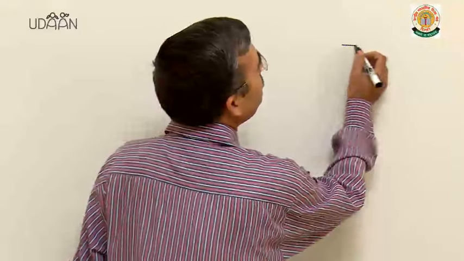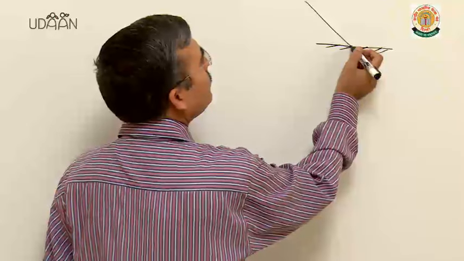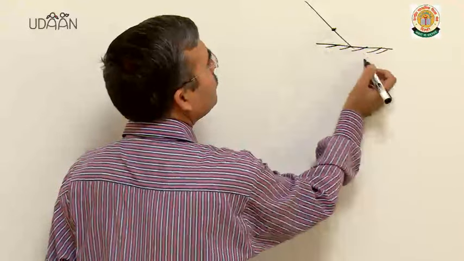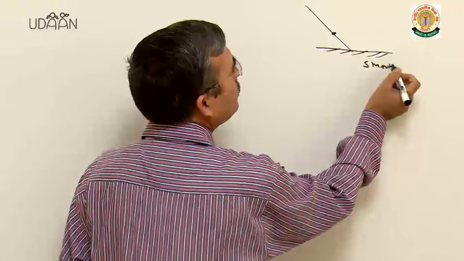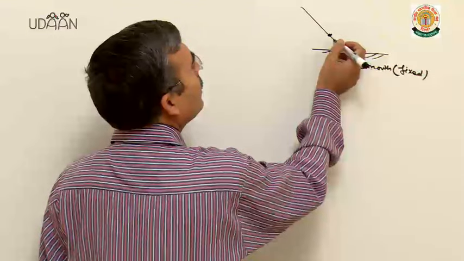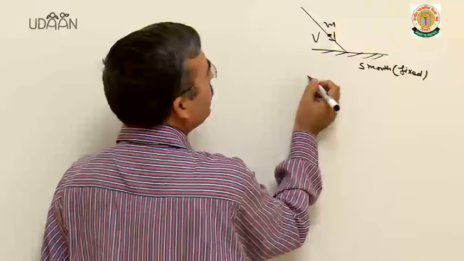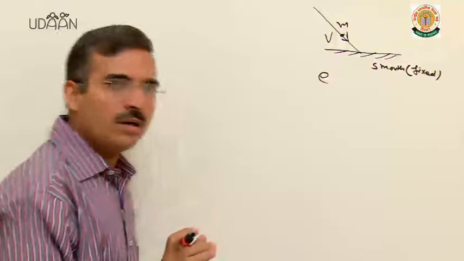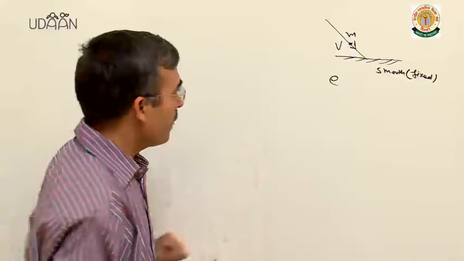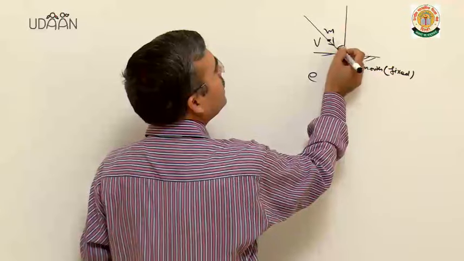Let us start one more problem based on these concepts. Suppose a ball strikes the floor. The floor is smooth and fixed. It strikes with speed v. Mass m. Coefficient of restitution for the ball and the floor is e. Suppose it strikes at angle theta.